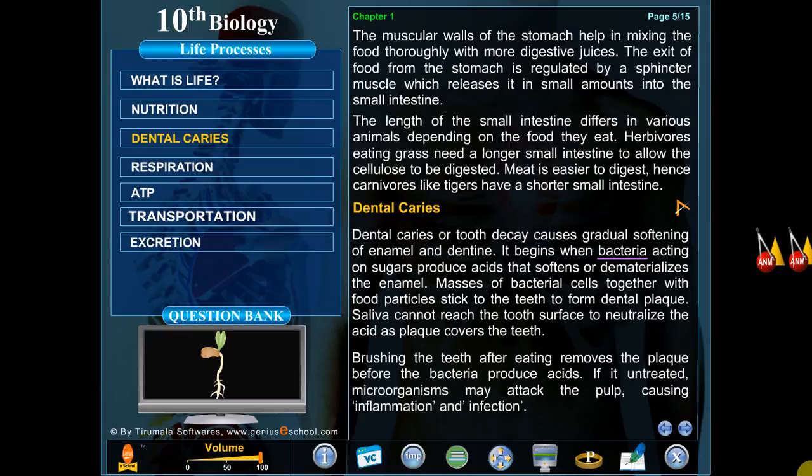Brushing the teeth after eating removes the plaque before the bacteria produce acids. If untreated, microorganisms may attack the pulp, causing inflammation and infection.